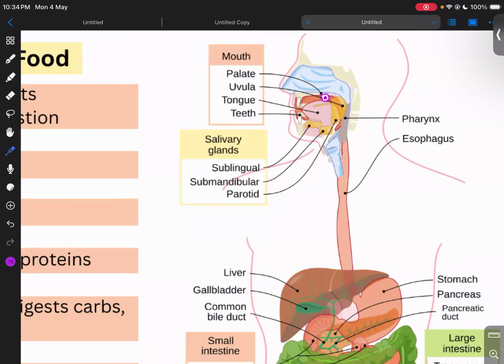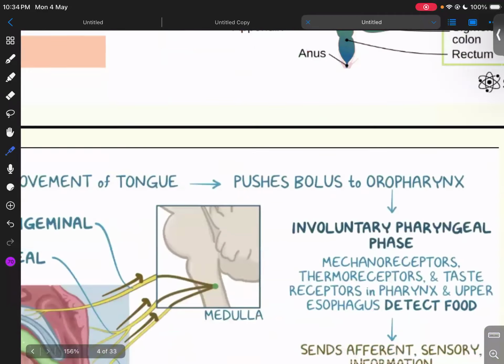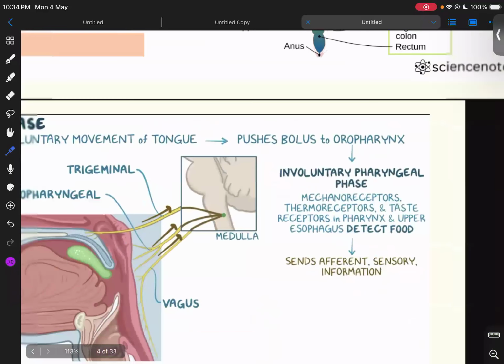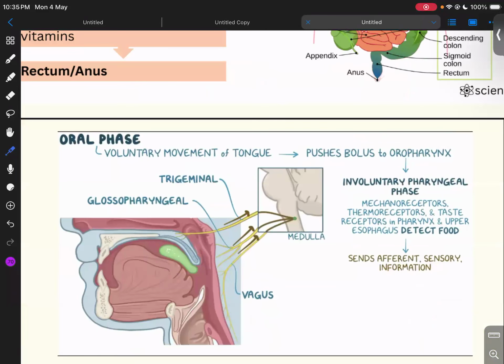So the food bolus, after the oral cavity, enters into the oropharynx. From the oropharynx, it enters into the esophagus. Whenever the food particle comes inside the mouth, through some nerve receptors, signals go directly into the brainstem, that part called the medulla. It goes there by 3 nerves: trigeminal, glossopharyngeal, and vagus.